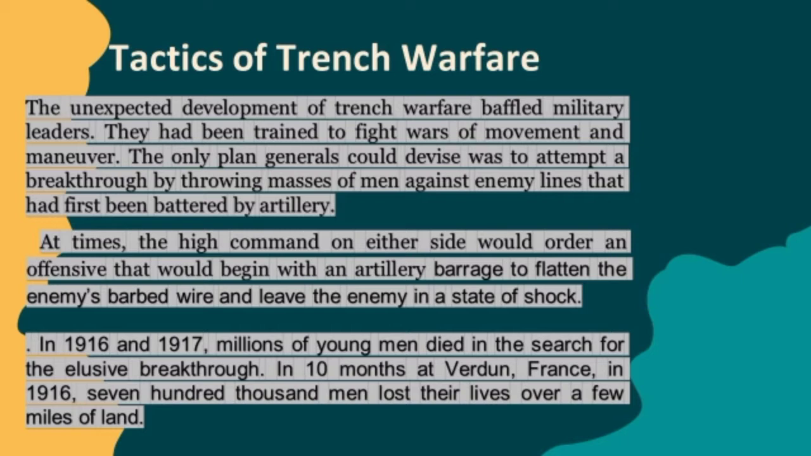After softening up the enemy in this fashion, a mass of soldiers would climb out of their trenches with fixed bayonets and hope to work their way toward the enemy trenches. The attacks rarely worked because men advancing unprotected across open field could be fired at by the enemy's machine guns. In 1916 and 1917, millions of young men died in the search for the elusive breakthrough. In 10 months at Verdun, France, in 1916, 700,000 men lost their lives. Over a few miles of land, World War I had turned into a war of attrition, a war based on wearing the other side down by constant attacks and heavy losses.